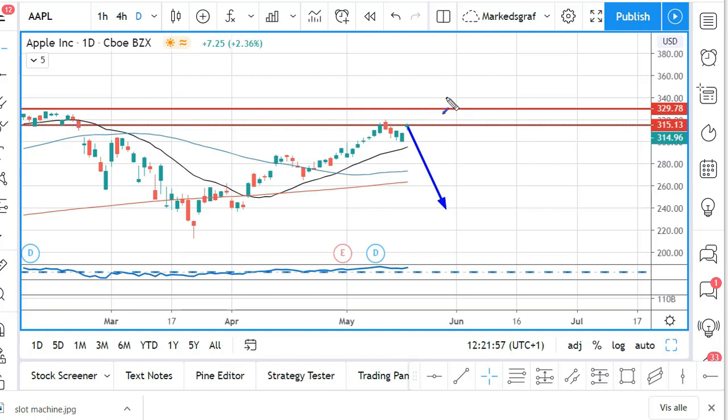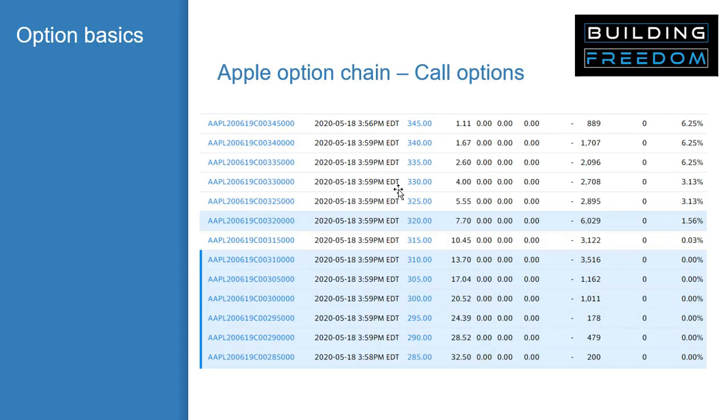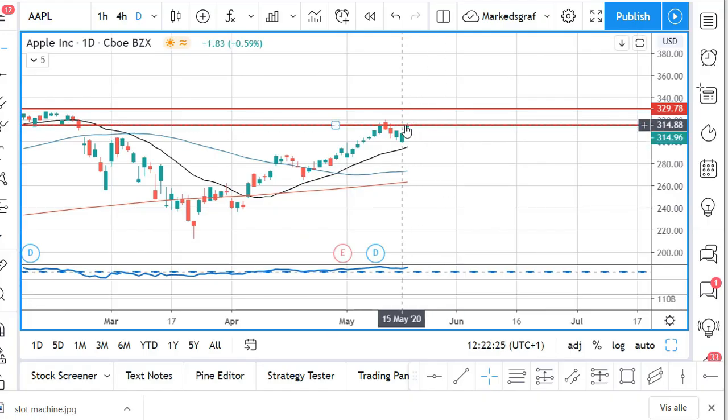So if they approach me and say, we would like this $330 strike price, then we would look in our option chain and see what would they have to pay me. Well, they would have to pay me $4 per share, meaning they would pay me $400 upfront, money that is put into my account. But of course, I'm taking on a risk. So I'm getting $400 into my account.